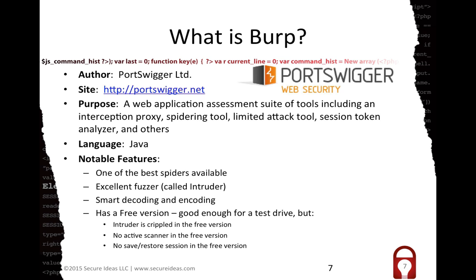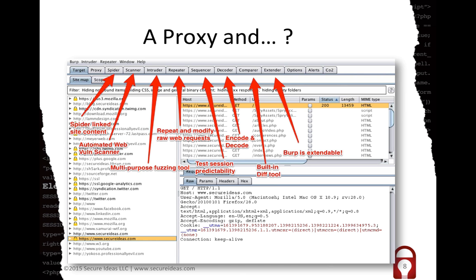It also does a bunch of other things, such as smart decoding and encoding. It does some capturing of tokens and analysis of randomness and that sort of thing. But at its base it is a proxy, and then it can do all of this other stuff.